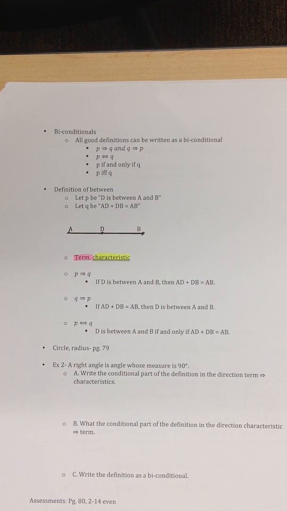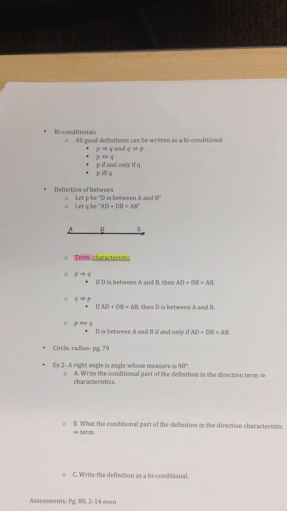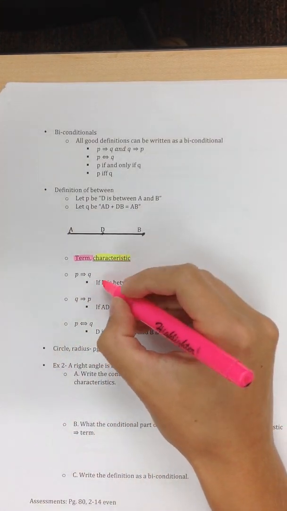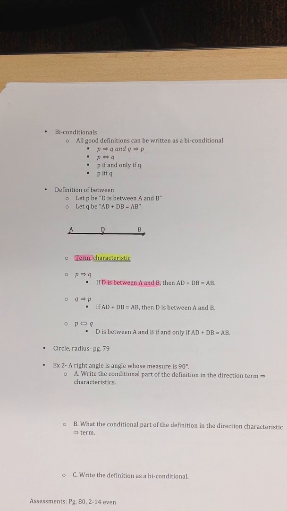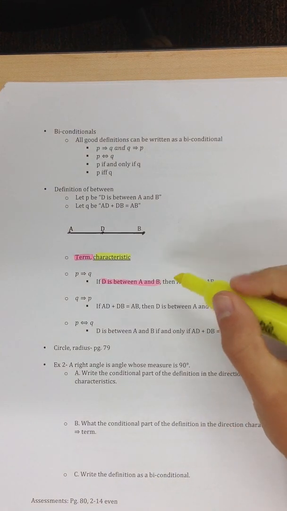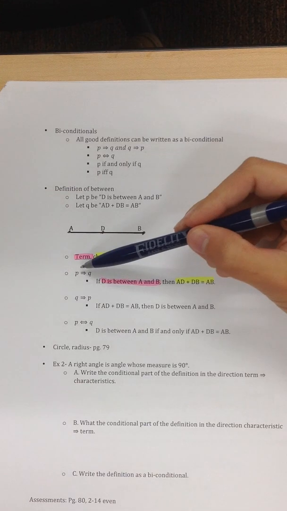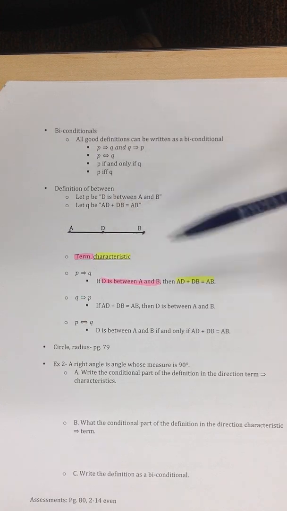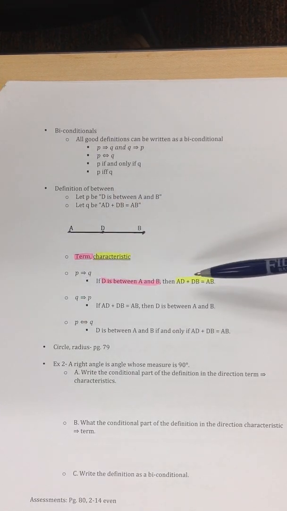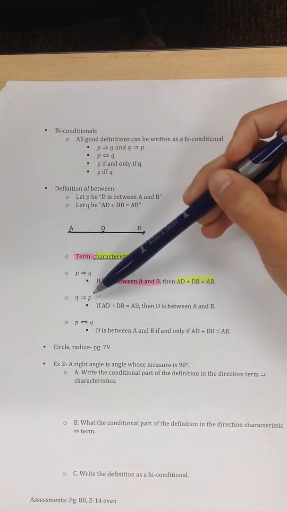Okay, so if we go in the direction P implies Q, our term that we're defining here is the first part, so D is between A and B. Then the second half of this is the characteristic, so AD plus DB is AB. Okay, so they're going in the direction P implies Q because P stood for the between part, and Q stands for the part where they add those two together. So that's that direction. Okay, now we also can flip this and go in the direction Q and then P.